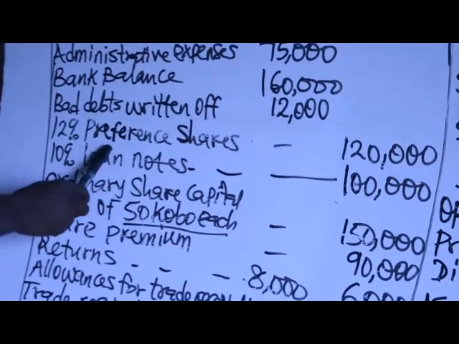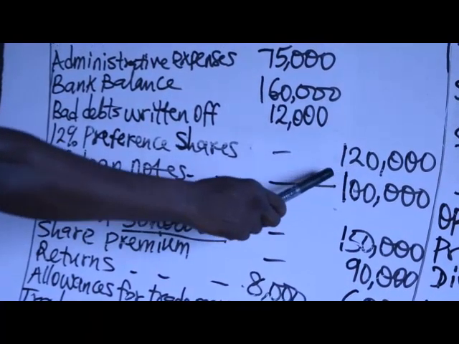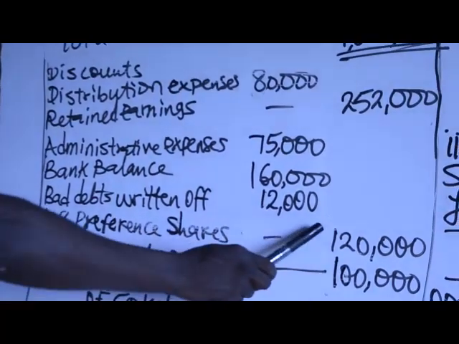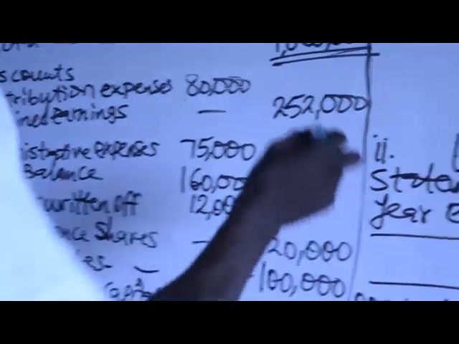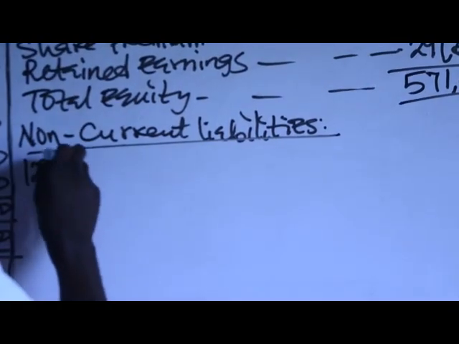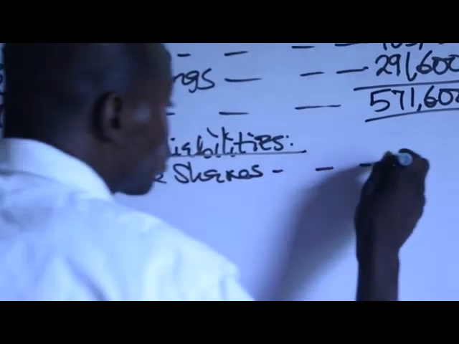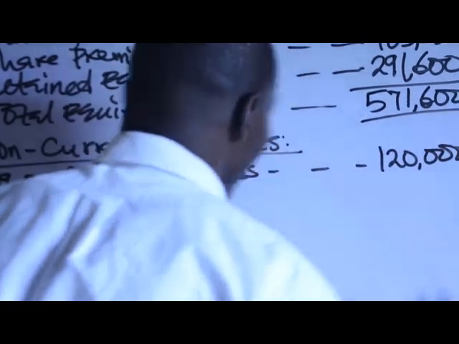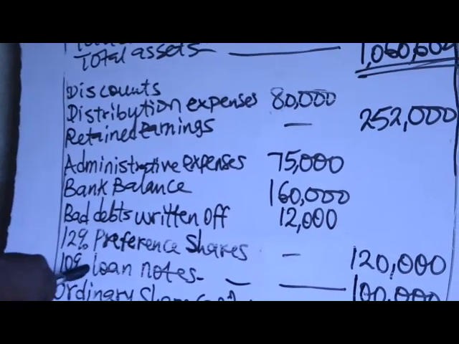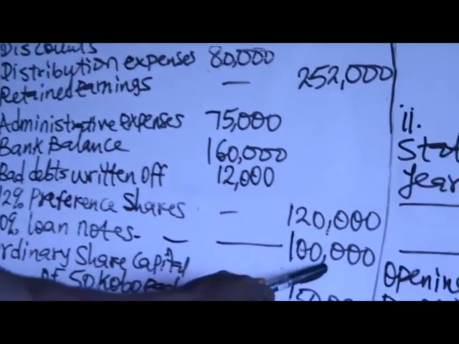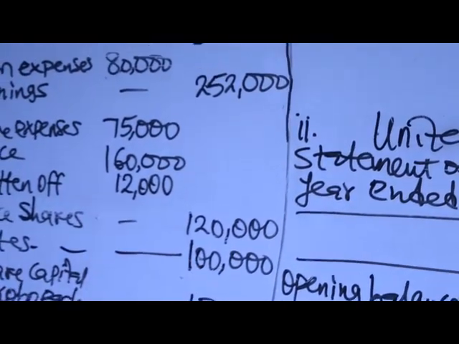Our non-current liabilities include 12% preference shares of 120,000. Then we also have 10% loan notes, that amounted to 100,000.